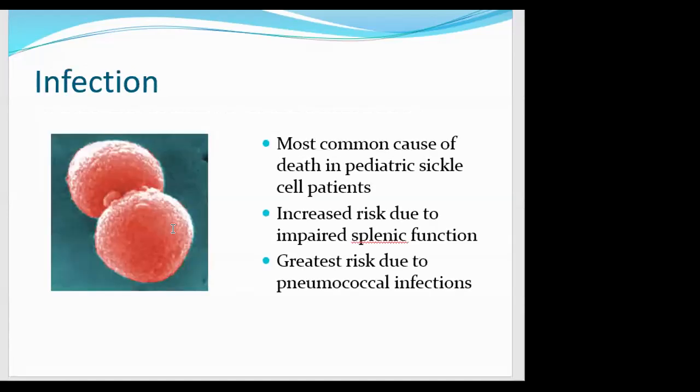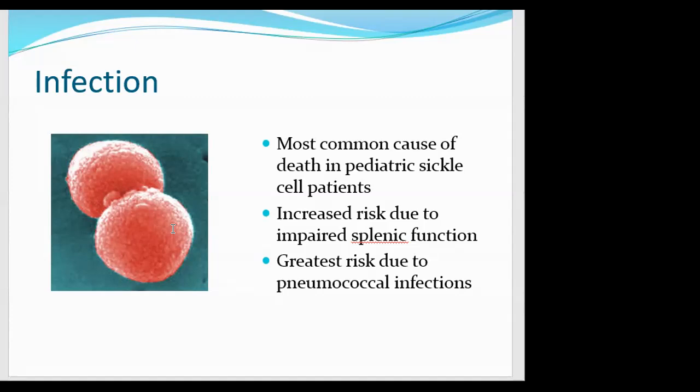Infection. So, infection is another big common complication of sickle cell disease. It's the most common cause of death in pediatric sickle cell patients. And this is due to the impaired function of the spleen, and the greatest risk is due to pneumococcal infection. So pneumococcal sepsis is a child with sickle cell disease's greatest risk for infection.